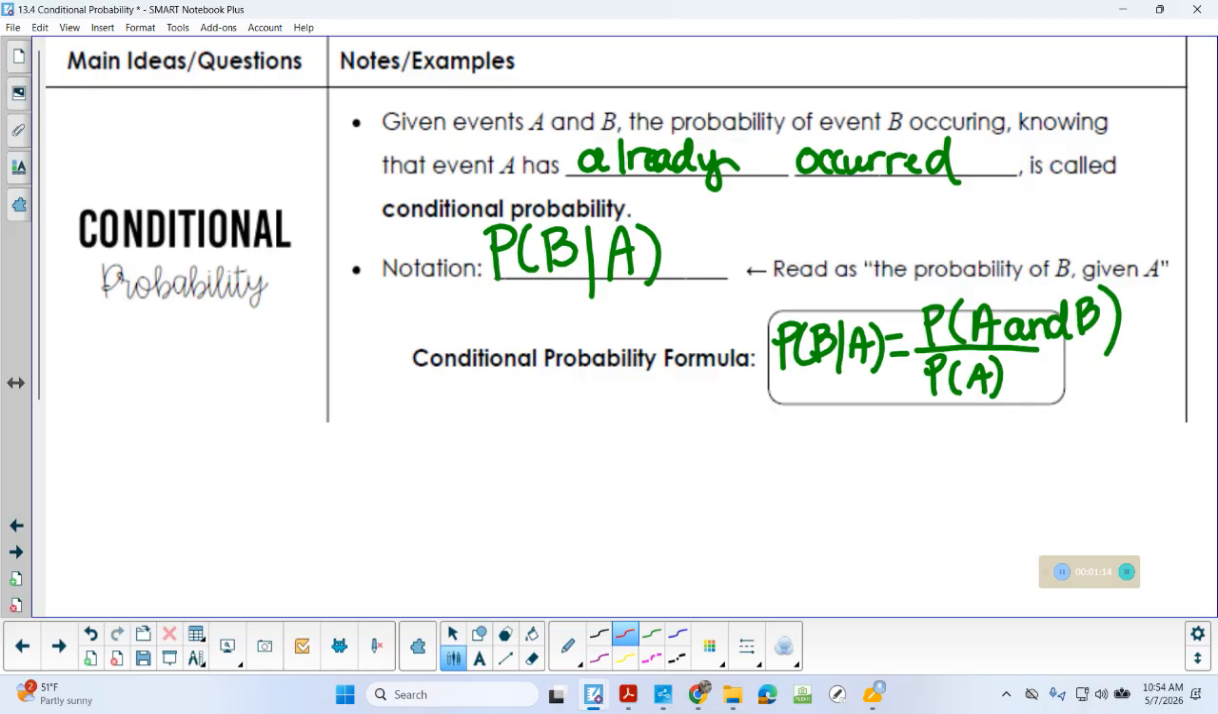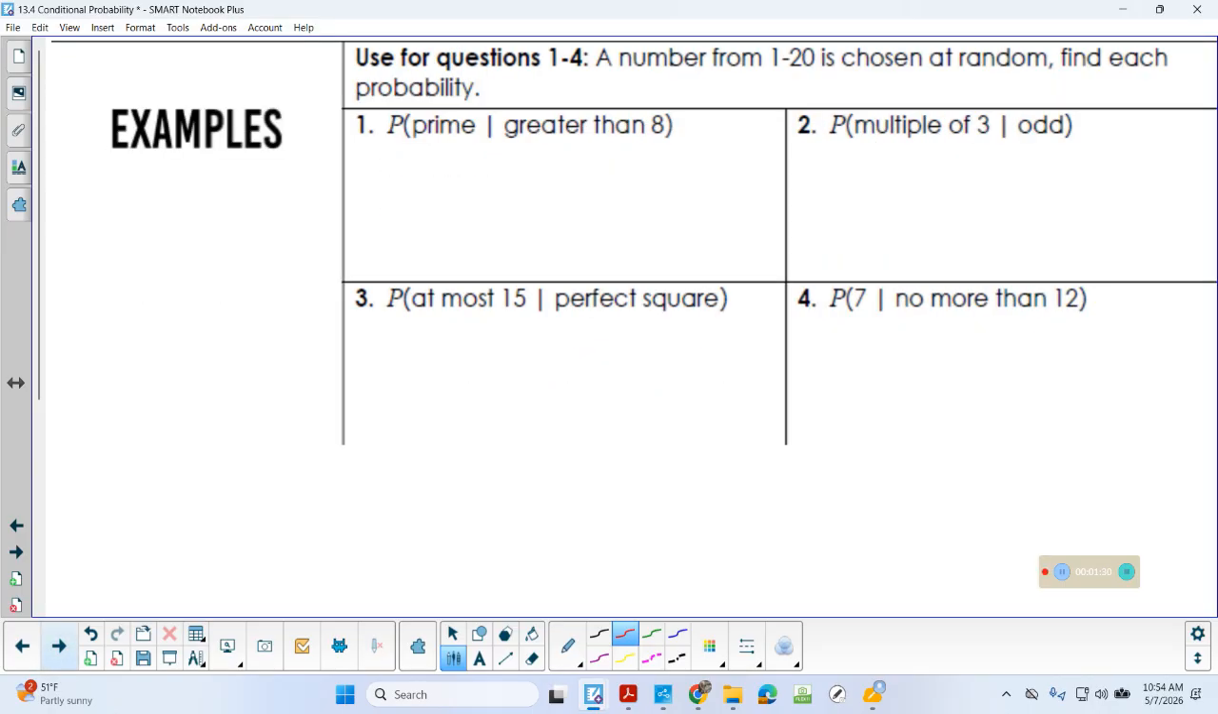So notice, and don't get carried away with, oh, what's A, what's B? I think about events, first, second. So the second event probability is going to be in the denominator. The top, the numerator, is the probability of both of those events occurring together. So let's just look at one.